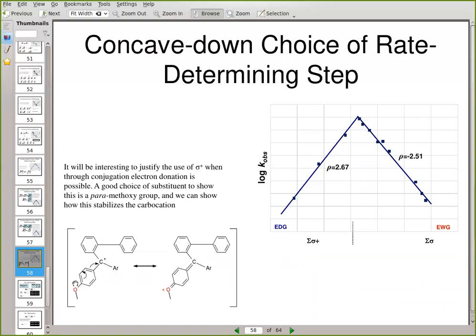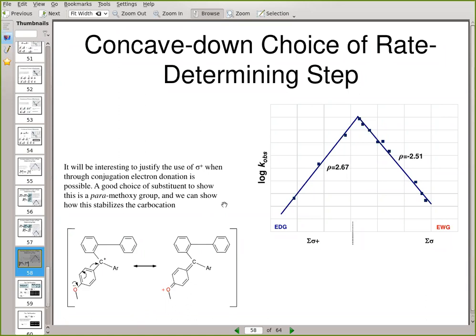And by simply drawing this mechanism here and showing the other resonance form, I'm showing exactly why we've had to use sigma plus. If I ever ask you to justify the use of sigma pluses or sigma minuses, please choose an appropriate substituent and show that the arrows go right the way through to the reaction center.